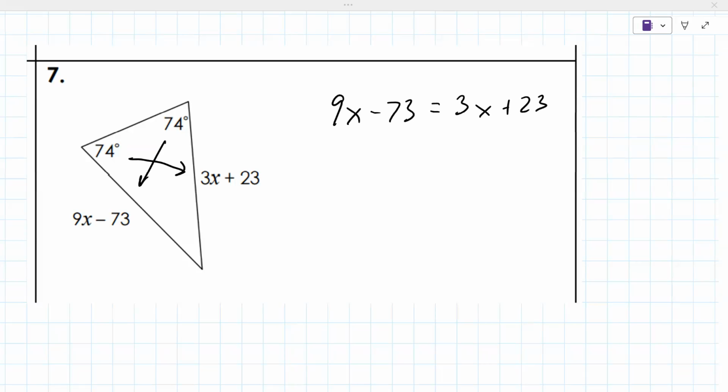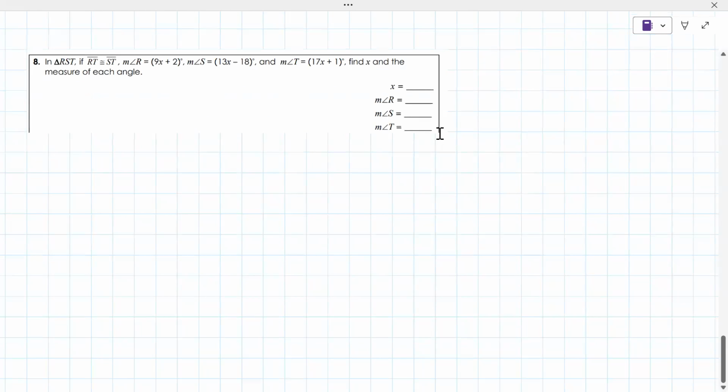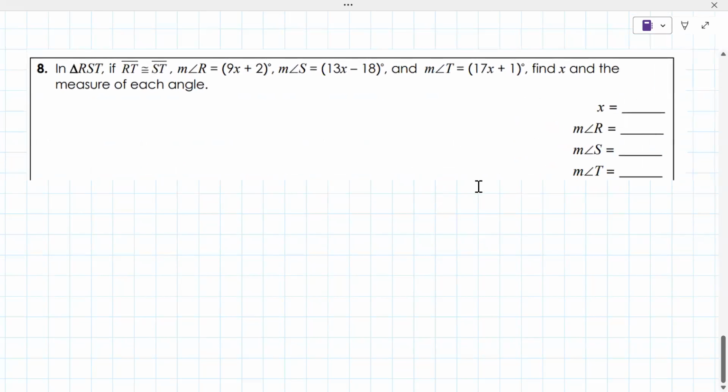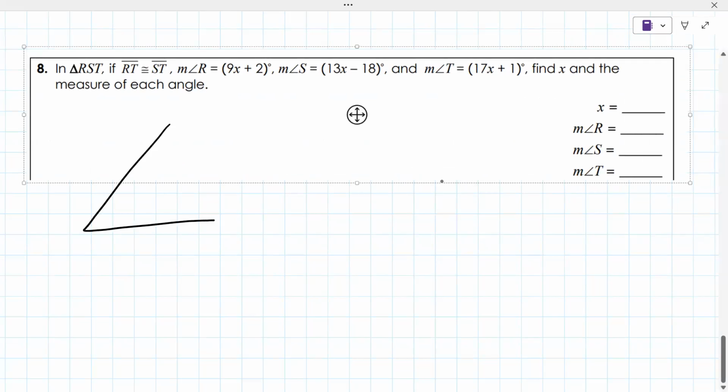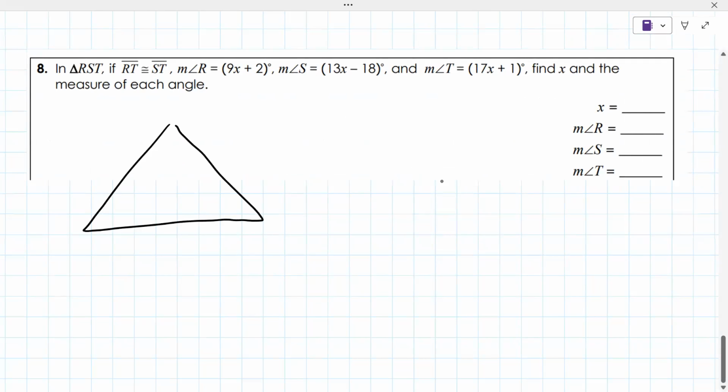X equals 16. Yes, that's correct. All right, good job. So the next problems require you to draw the triangles, and that's really the hardest part. It's not solving it. You're doing great at that. Now, it says that RT is congruent to ST. So the letter that's the same is the one you put at the top. So the T and the T are the same. That goes at the top. Then you put R there and S there.